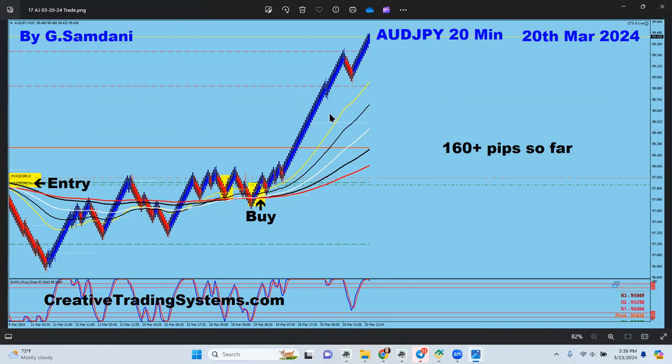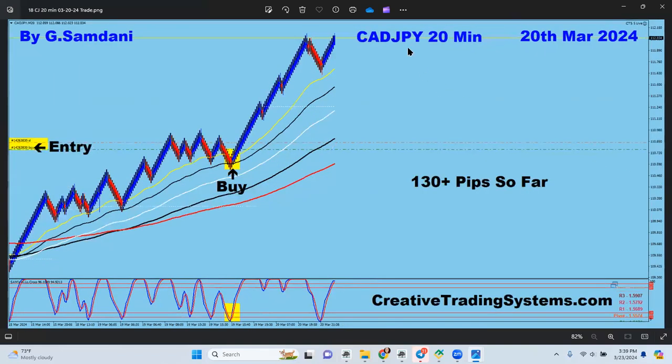So Aussie got strong when the yen was weak. So from here, it went up more. That's why it's 160 in 2 days. Both currencies acted against each other, and the imbalance increased. That's what happened. On the 20th, CAD yen again, beautiful long trade from the 20-minute chart.